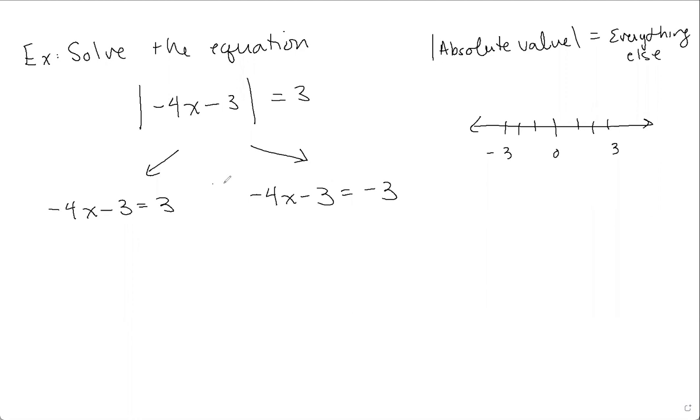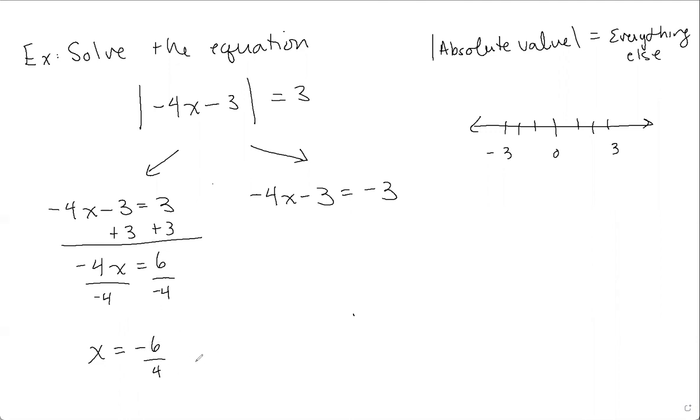So we want to get x by itself on both of these. So I'm going to start off by adding 3 to both sides of the equation. We have negative 4x is equal to 6. Okay, now to get x by itself, we're going to divide both sides of the equation by negative 4. So one of our solutions, or our first solution, looks like it is, now this negative on the bottom, remember we could just bring it up to the top. This is equivalent to saying negative 6/4.